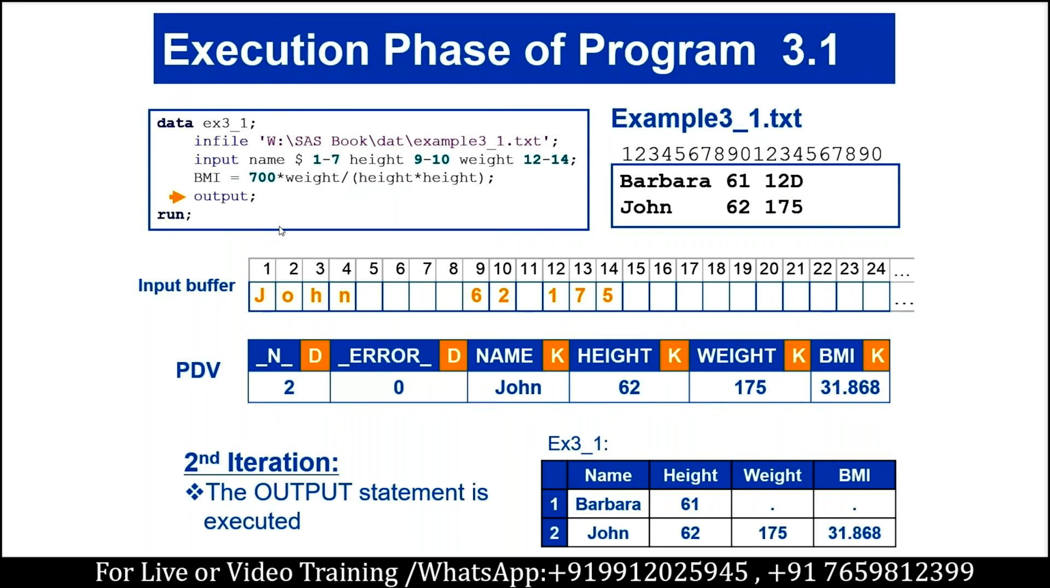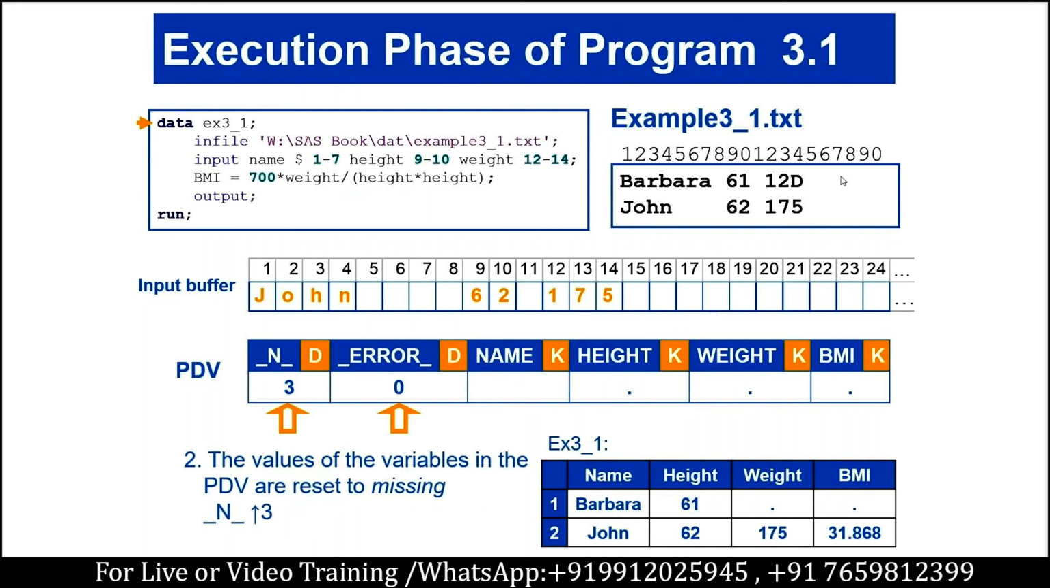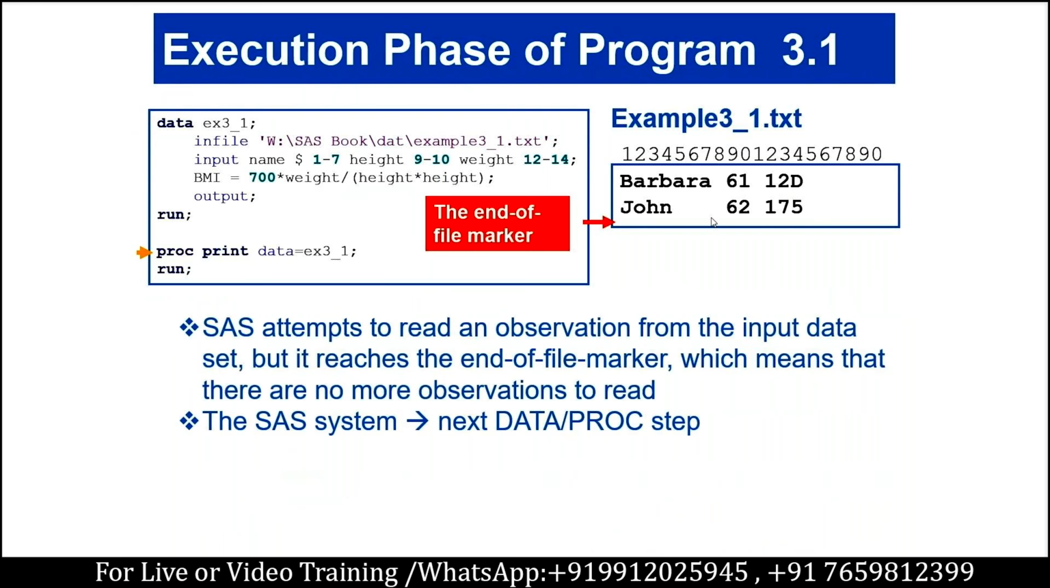The output statement, from the PDV to the output dataset, is going to send immediately. Again, the SAS cursor moves to the top to read the third record. Are there any records available in the text file? No more records, right? So SAS attempts to read an observation from the input, but it reaches the end of the file marker, which means there are no more observations to read. If you use any other program along with this data step, it will execute the other program. It will jump to the next data step or proc step. If you do not use anything, it will stop there.